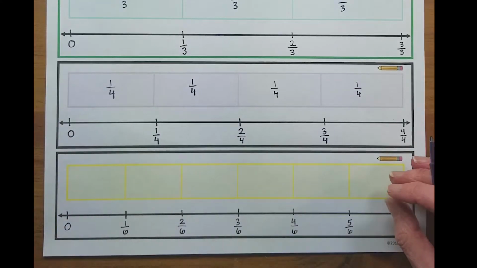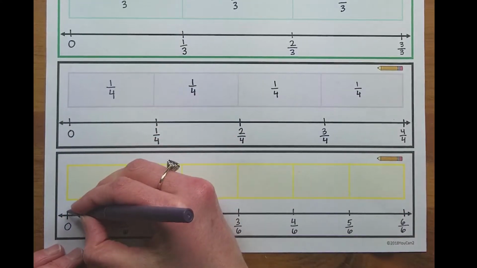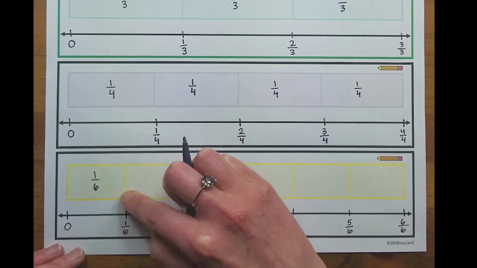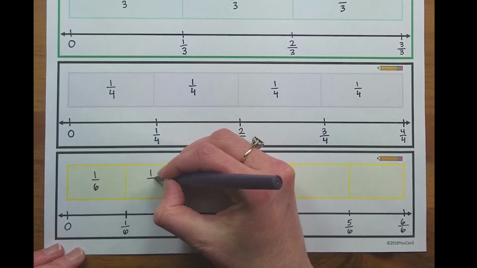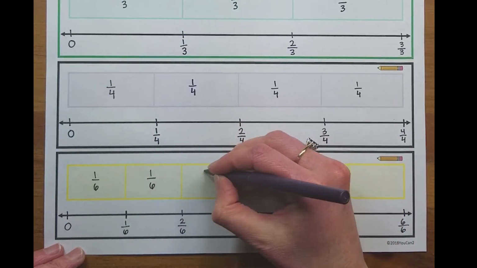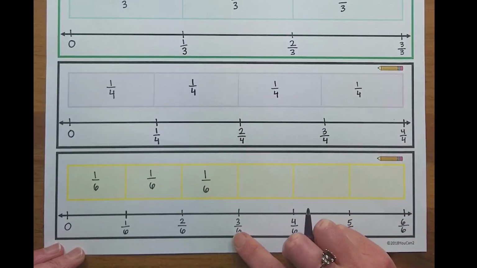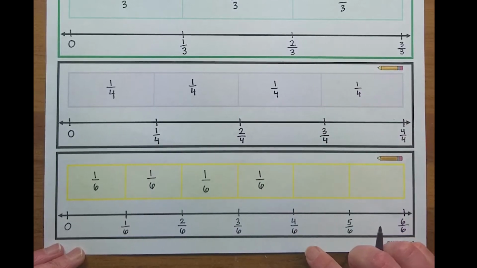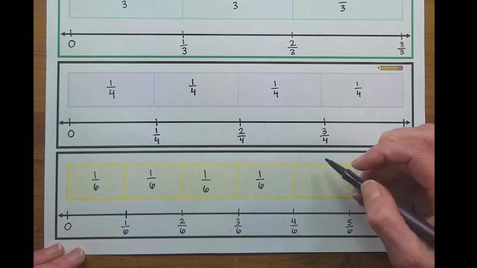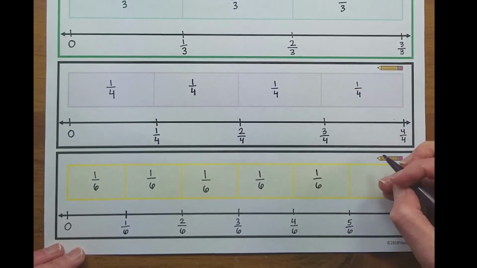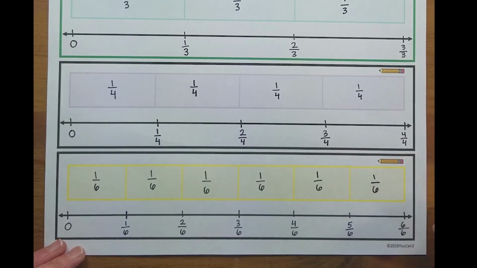Then you labeled each of your parts. The distance between the 0 and the first sixth is 1/6. The distance between 1/6 and 2/6 is 1/6. The distance between 2/6 and 3/6 is 1/6. The distance between 3/6 and 4/6 is 1/6. But you can guess the next one. You probably wrote down that the distance between 4/6 and 5/6 is 1/6. And that distance between 5/6 and 6/6 is 1/6.